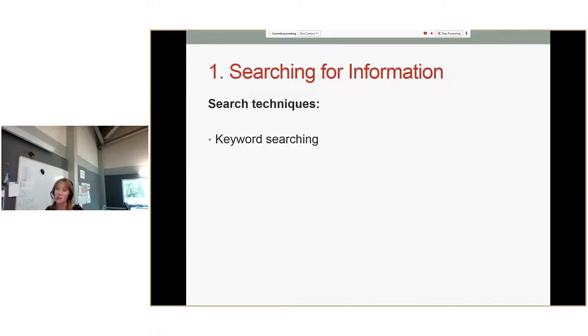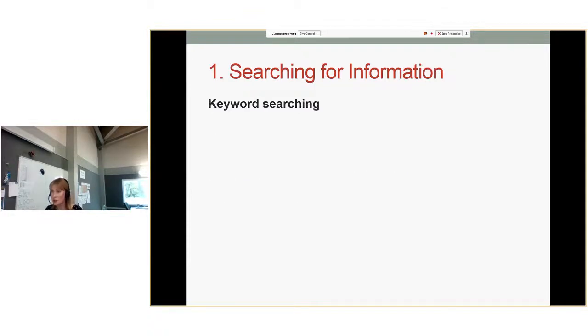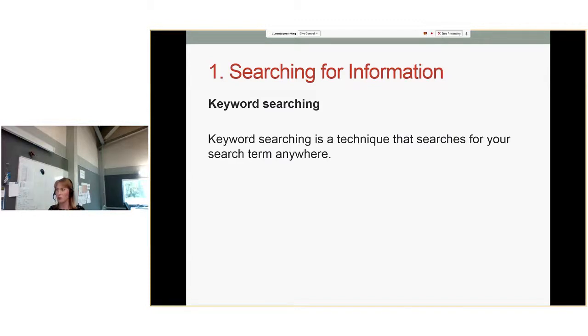So the simplest way of searching is keyword searching. We're just going to go through these in turn. There's also phrase searching, truncation and wildcard searching, and Boolean searching. The first one is probably what most of us would do when we go to search for something, which is basically just typing in a word, clicking enter and seeing what comes up for you. That's a really simple way of searching, but it can also produce heaps and heaps of results, and a lot of those results won't necessarily be the readings that you're looking for. They might not be particularly relevant.